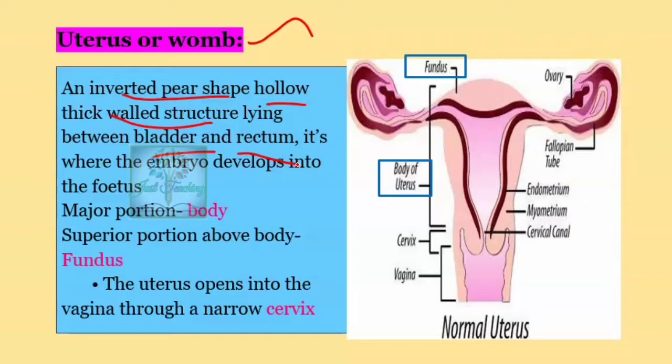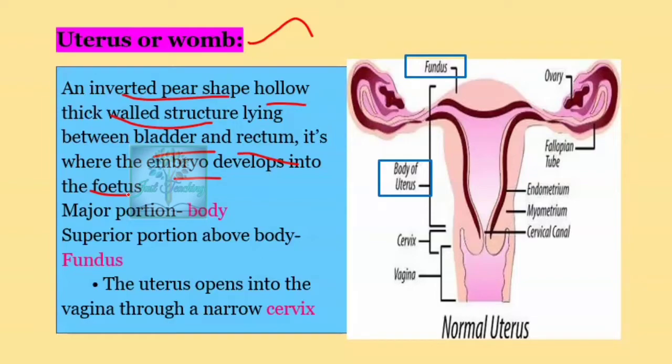It is the place where the fetus will be developed. It is the place where the embryo will develop into the fetus, or the fetus will be growing inside the uterus. So of course it should be a hollow structure. Just to repeat, the uterus is a hollow structure which lies between the bladder and the rectum. The function of the uterus is that in this place the embryo will develop into the fetus.